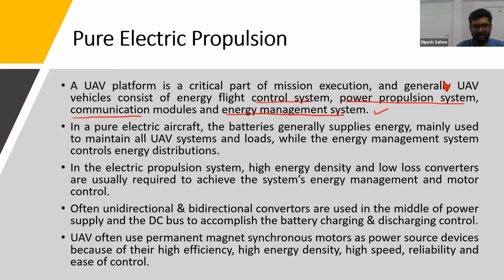In pure electric aircraft, the batteries generally supply energy mainly used to maintain all the UAV systems and loads, while the energy management system controls energy distribution. In order to run all these components, the battery uses the energy management system to supply energy efficiently to all the loads and systems. In the electric propulsion system, high energy density and low loss converters are usually required to achieve the system's energy management and motor control.